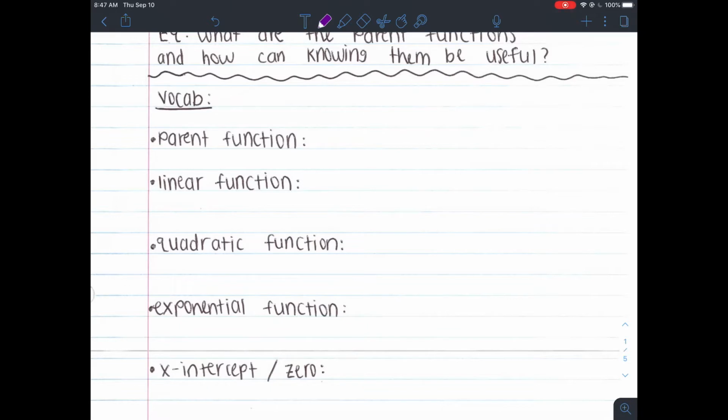Now, a parent function is the most basic function. Okay, it is the most basic. So what I mean by that is that all the other functions come from this one parent function. It's kind of like a parent and then they have children, right? You can't have children if you don't have parents. So the parents make the children. And so you're going to start off with the most basic function. This is where all of the functions come from.